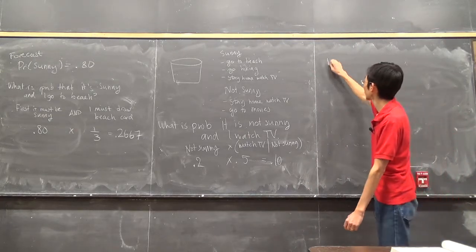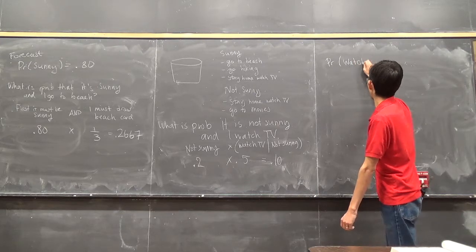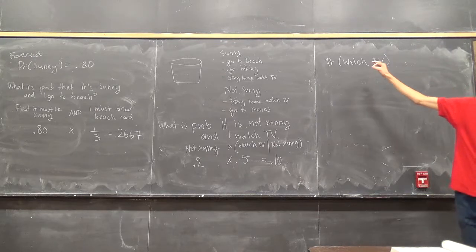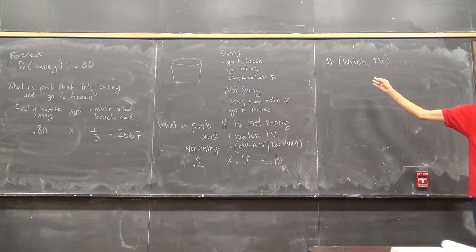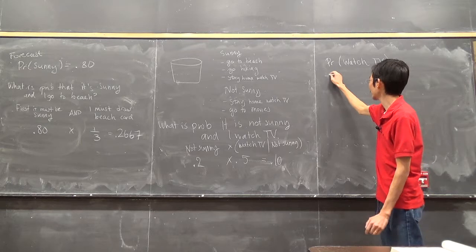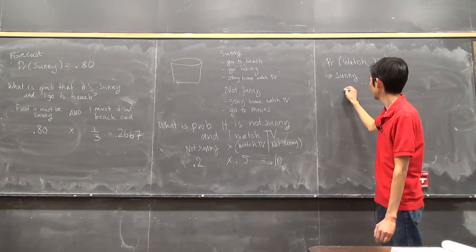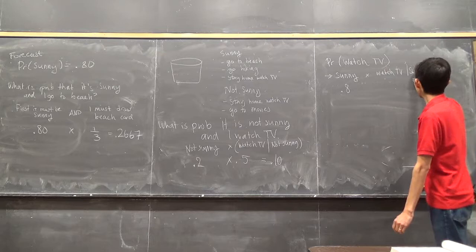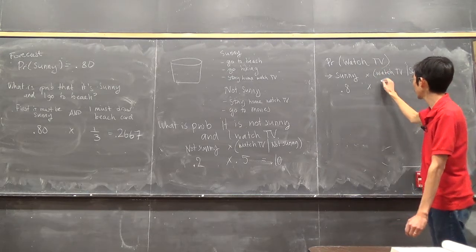What if I ask, what's the probability that I just end up watching TV? Okay, so for me to end up watching TV, there's two possible ways. It could be a sunny day, and I just decide to watch TV. Okay, it could also be a cloudy day, and I decide to watch TV. Okay, so there's two ways. It could be sunny, so that would be 0.8 times the probability of watching TV, given that it's sunny. Okay, so I multiply that by 1/3.